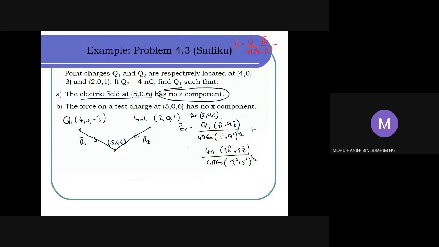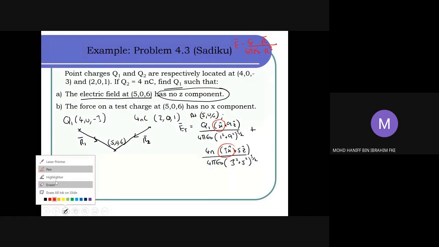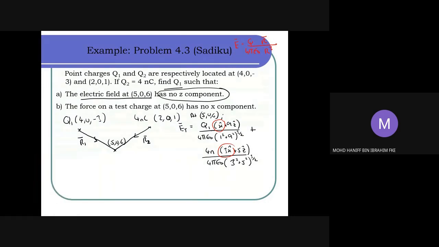If we base on the equation that we have obtained here, the final results, we can see that at 506, the total electric field that will be produced will consist of two components, the component of X and the component of Z. When we add them together, we have the X component and also the Z component. We have two components, the X component in the red color and the Z component in the orange color.